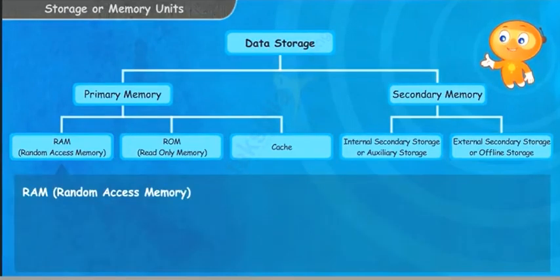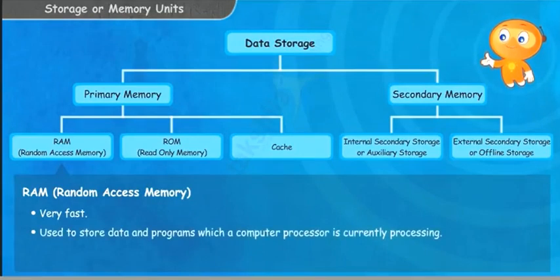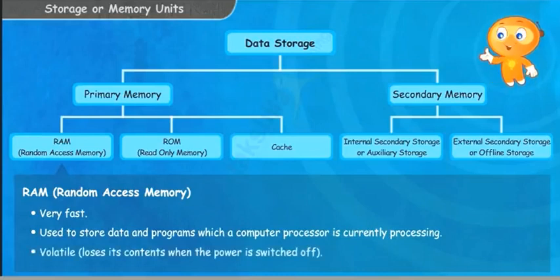RAM is random access memory. It is very fast, and is used to store data and programs which a computer processor is currently processing. It is volatile. That is, it loses its contents when the power is switched off.